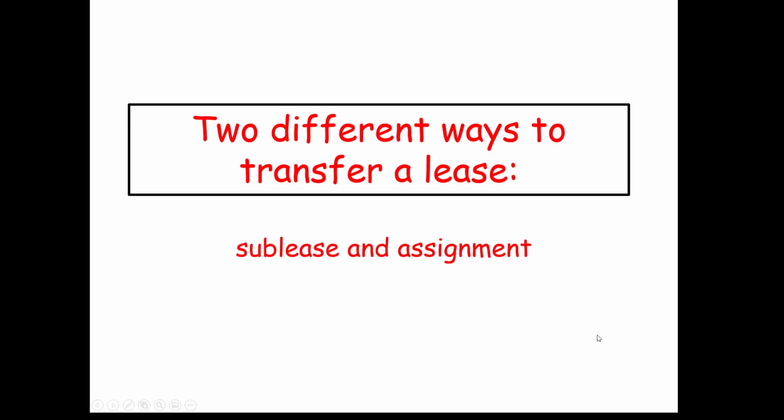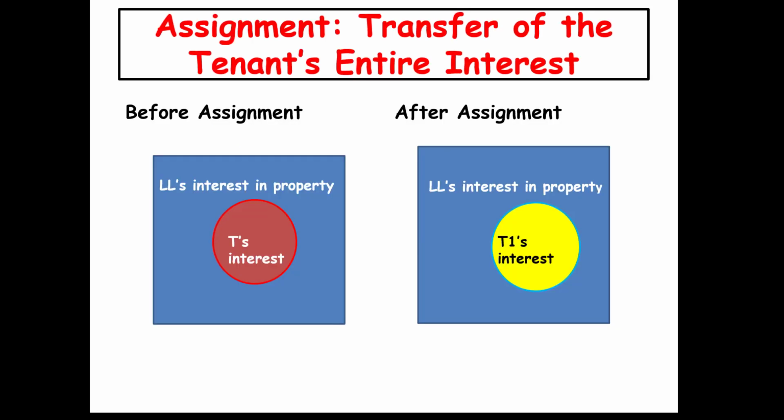There are two different ways to transfer a lease, and this video will walk you through both of them. There's sublease and assignment. First, let's look at an assignment. An assignment is a transfer of the tenant's entire interest in the leasehold estate.